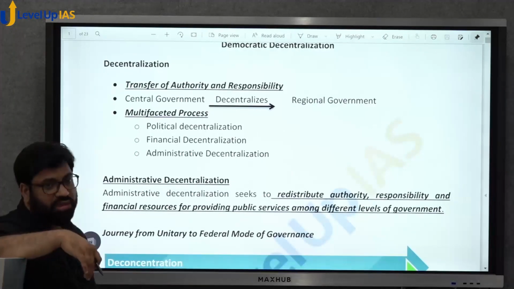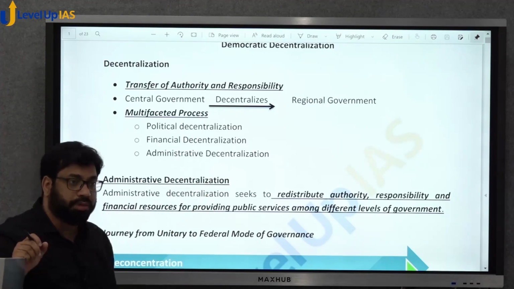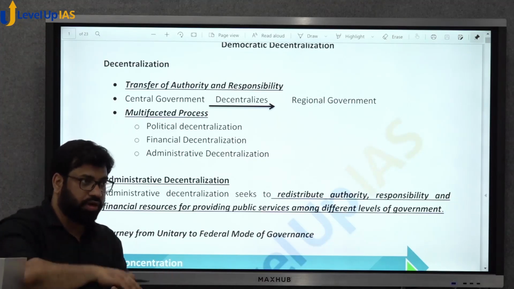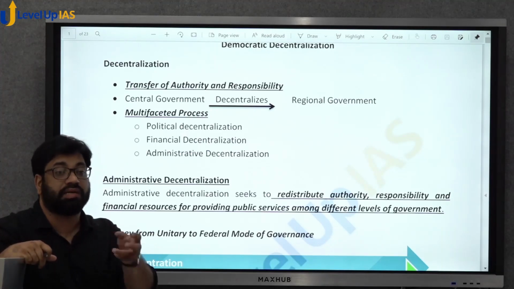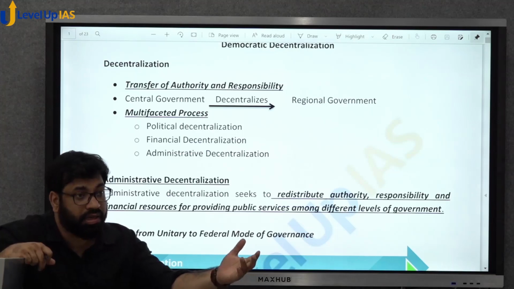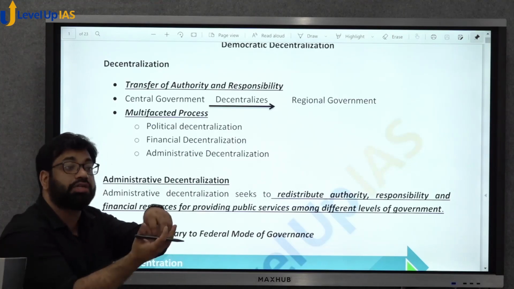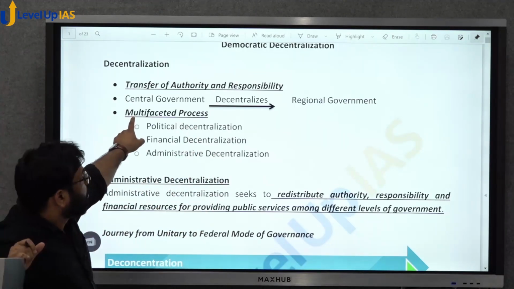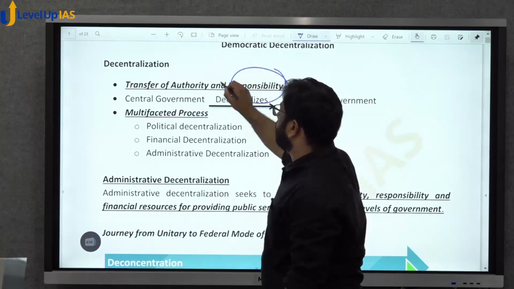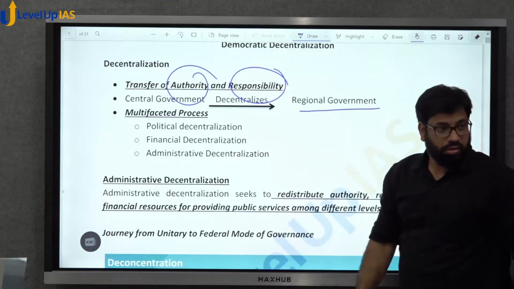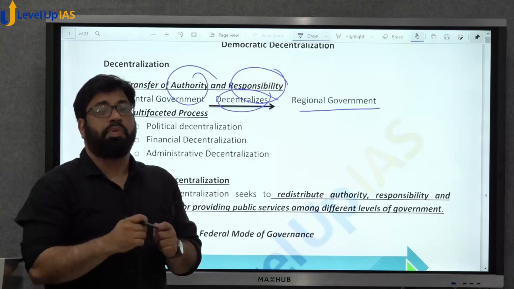What exactly is decentralization? The transfer of authority and responsibility. It's transfer, not the other way around. The central government will transfer it to regional government. So basically, for decentralization to take place, there must be centralization first. So there is a body who has got all the power. Now what that central body is doing is decentralizing, transferring the authority and responsibilities to regional governments.